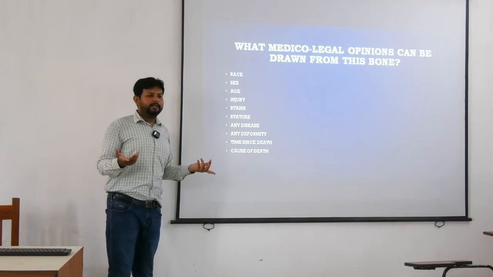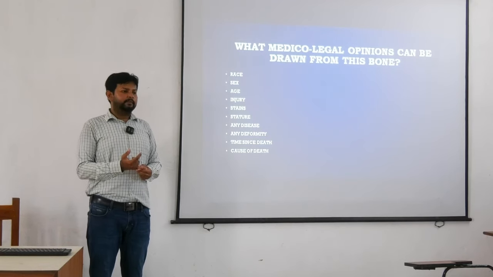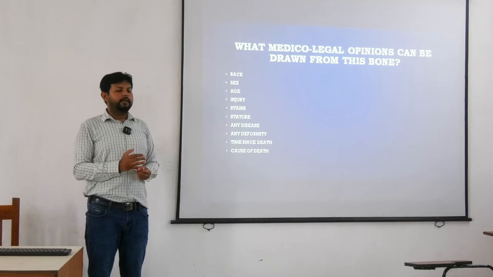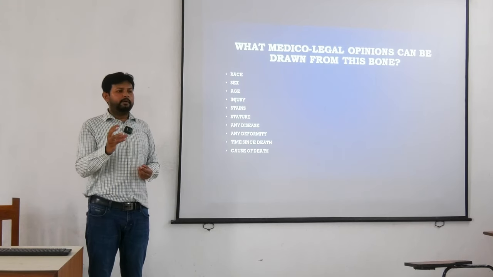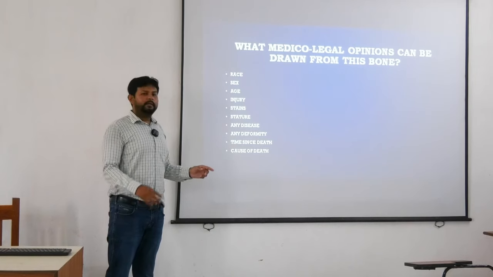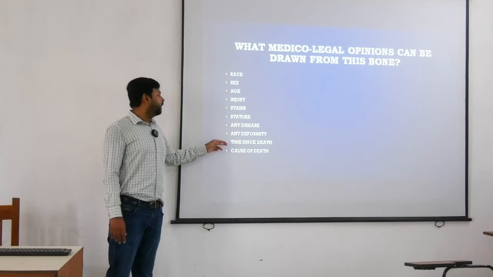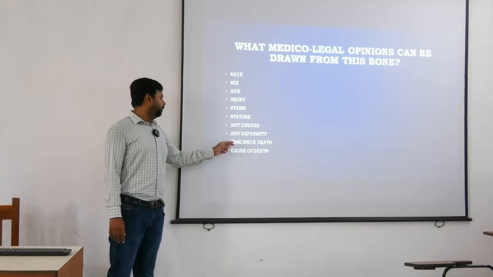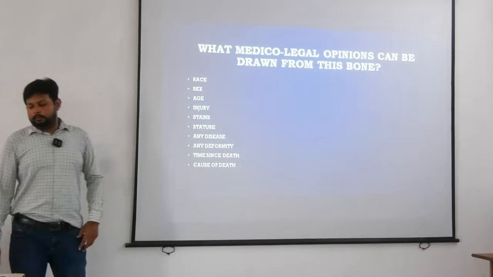Disease. What disease can be there? Rickets, syphilis, we can find them. Heavy metal poisoning. Okay. What else? Any bone malignancy is there or not? Those things. Disease over. Deformity, same only. Disease and deformity, same. Then scurvy also. Some time since death and cause of death. These two are again important. So what is time since death?